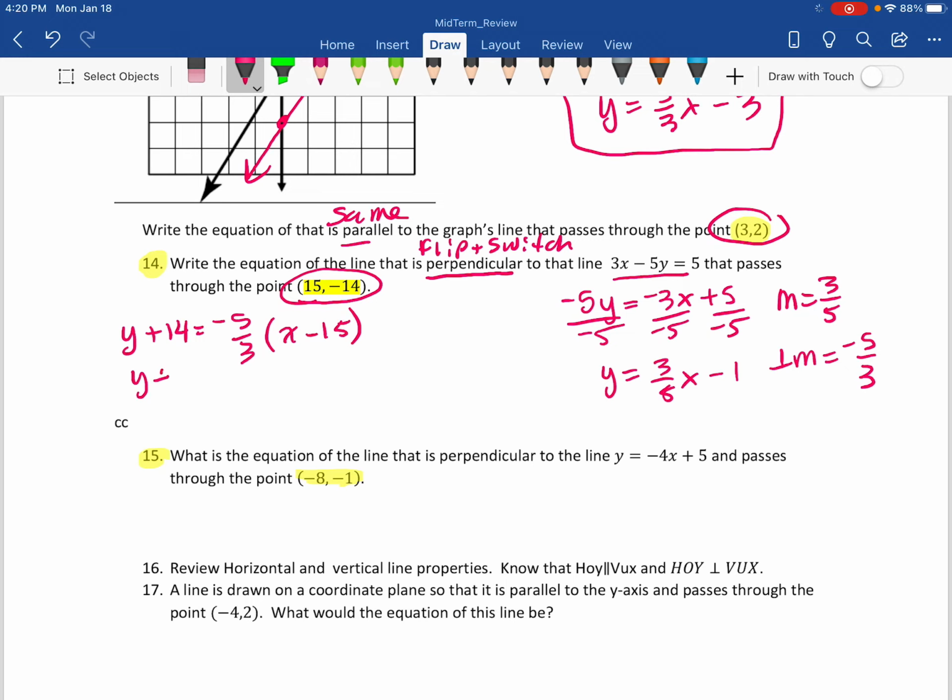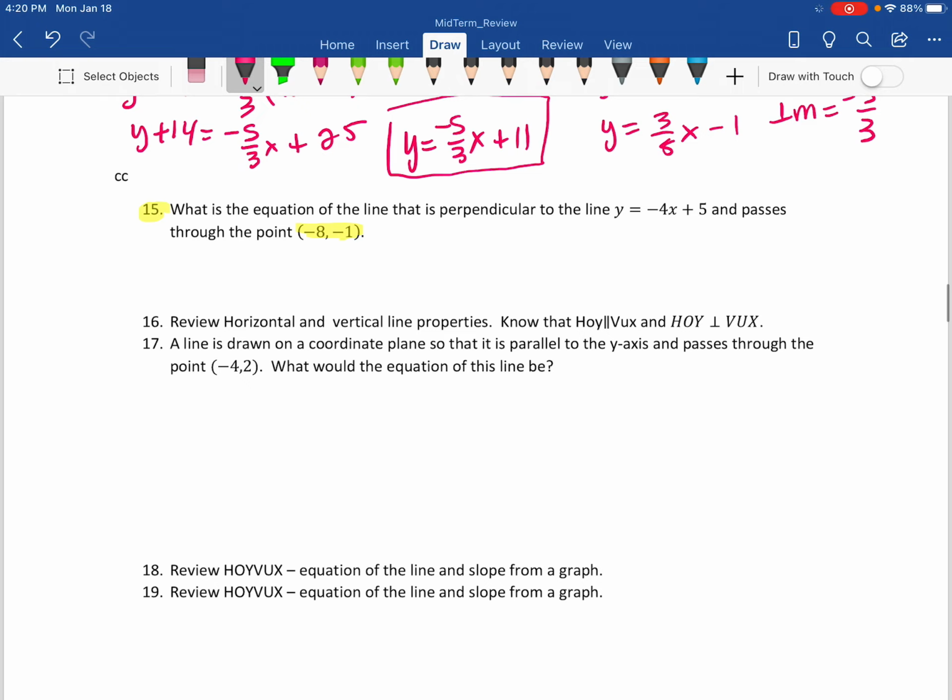The y plus 14 is going to be equal to -5/3 x. 15 divided by 3 becomes 5. That's a negative and a negative, so that becomes positive. 5 times 5 gives me 25. We're going to subtract 14 from both sides. That's going to give me y is equal to -5/3 x, and 25 minus 14 gives me plus 11.